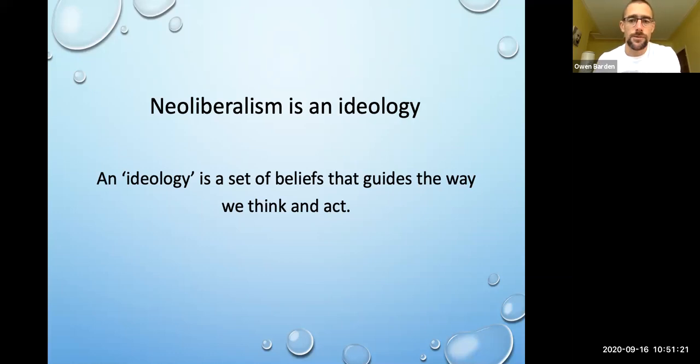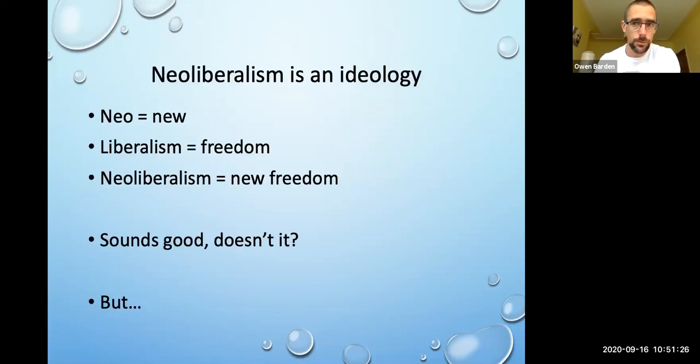So what is this set of beliefs all about? Well, if we break the word down, neoliberalism, we end up with new freedoms, right? Neo means new, and liberalism means freedom. So neoliberalism is new freedoms, which sounds good, doesn't it? Who doesn't want more freedoms? But the catch is that although it's often presented as freedoms for ordinary people, freedoms for you and me, that's not really what it is.